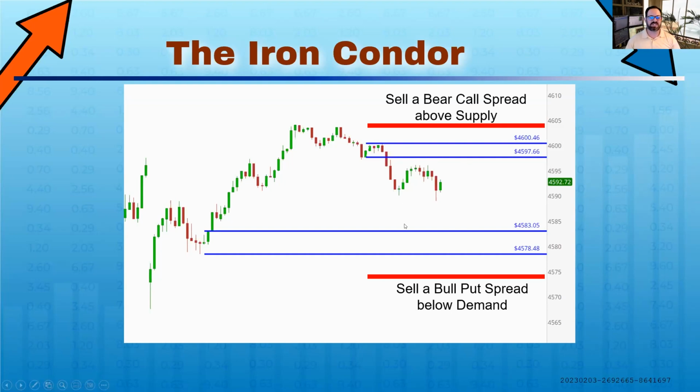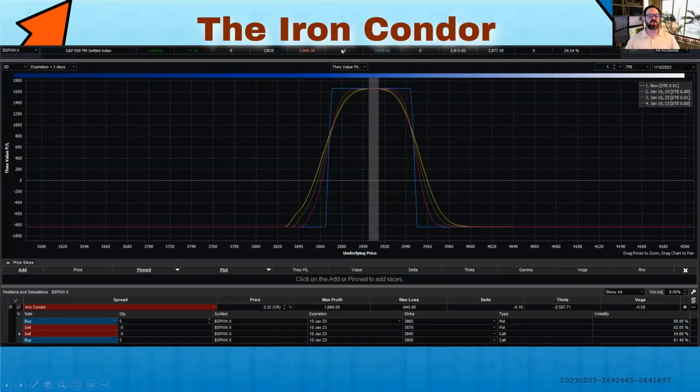Basically, as long as prices stay between the two options that were sold, the profit is there. And the profit will always be no more than the premium collected, right? This is what the risk profile of an iron condor looks like using OptionStation. So it's actually pretty easy to build one of these and show it on the screen using OptionStation Pro.